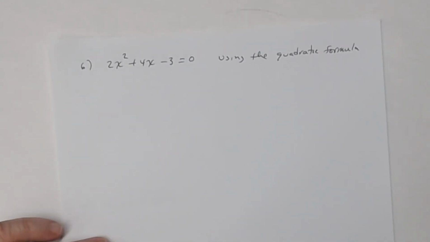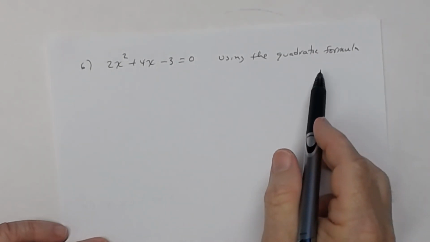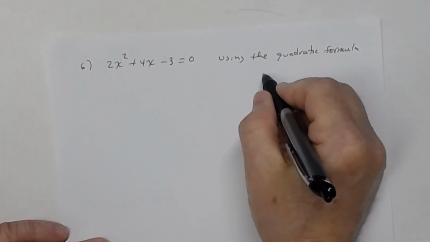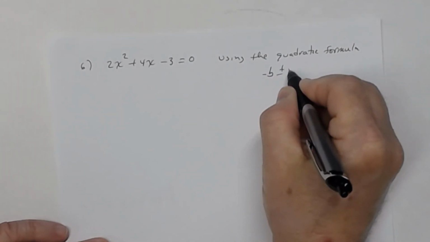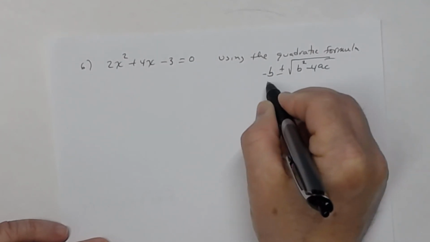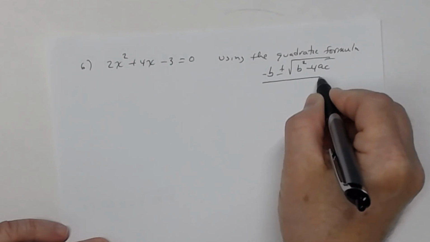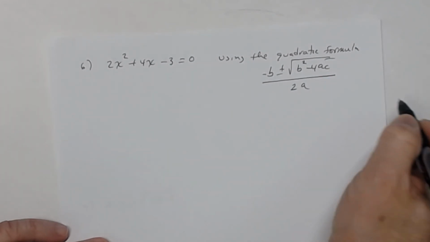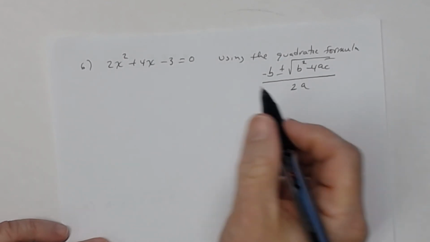In number 6, you want to solve this quadratic equation by using the quadratic formula. Remember, the quadratic formula is the opposite of b, plus or minus the square root of b squared minus 4ac. All of that, from negative b to the end of that radical symbol, is being divided by 2a. So there's the quadratic formula.